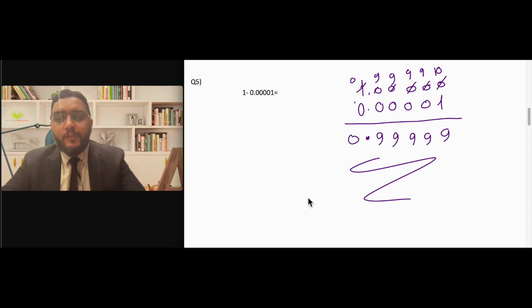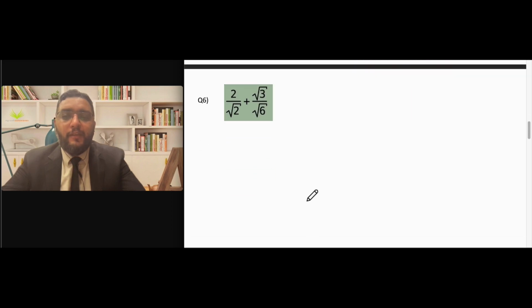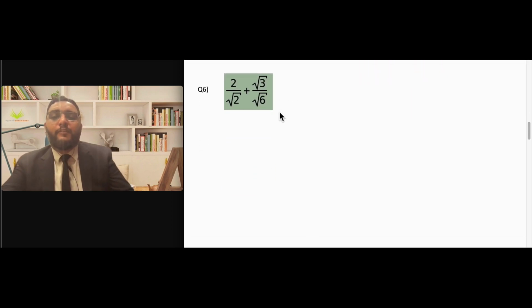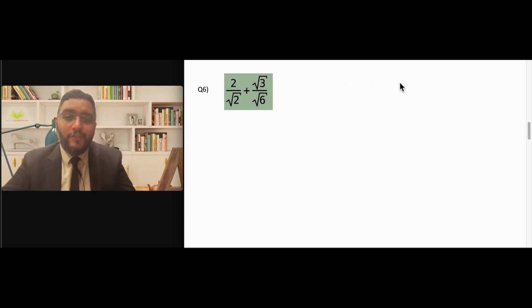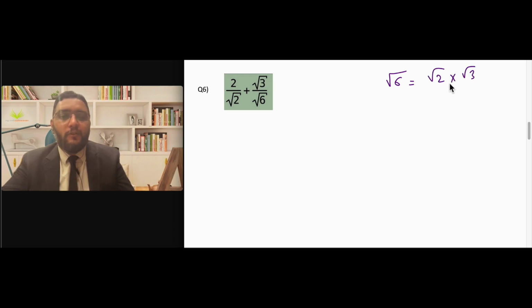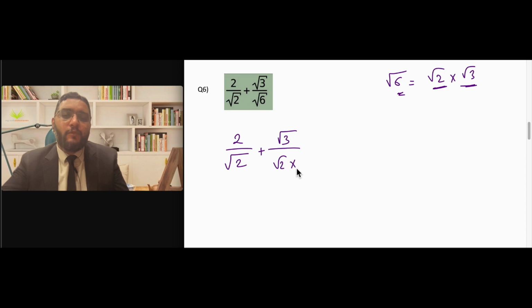Next question about the square root. If we have 2 over radical 2 plus root 3 over root 6. Before we start to answer this question, you know that root 6 equals root 2 times root 3. Also root 2 times root 3 is equal to the square root of 6. So we can rewrite this question as root 2 plus root 3 over, as we said before, root 6 is root 2 times root 3.